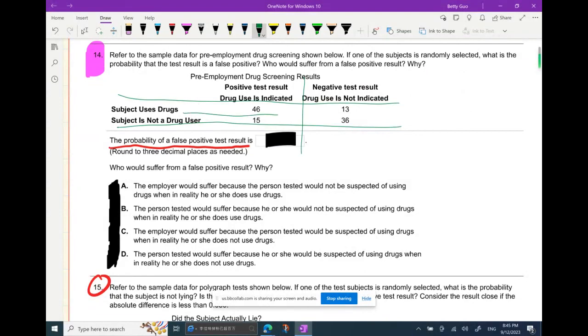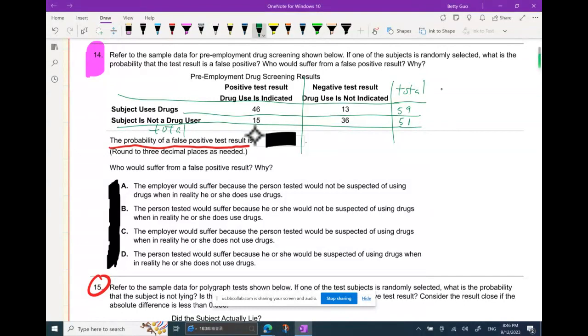I'm going to have one more row and one more column. Here's the total, here's also total, because that would make our job later easier. So I'm going to add up the first row, 46 plus 13, that gives me 59. Second row, 15 plus 36, 51. Let me double check. 59, and 51, right?